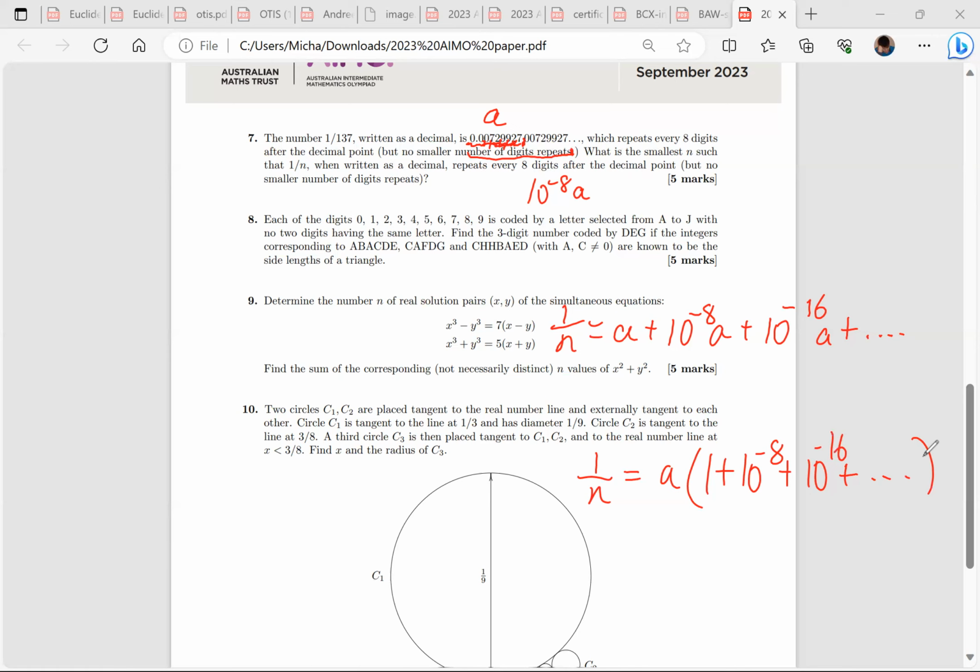Okay, so be careful here. A is not an integer, okay? So what you can do is you can do 1 on n. Can we just call that B for simplicity's sake?